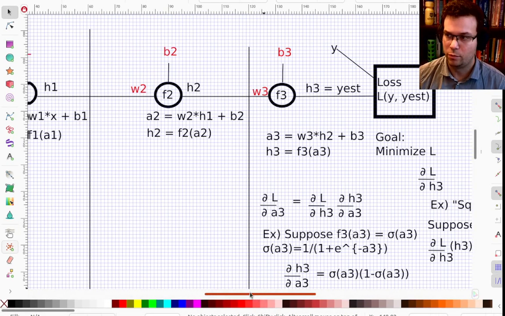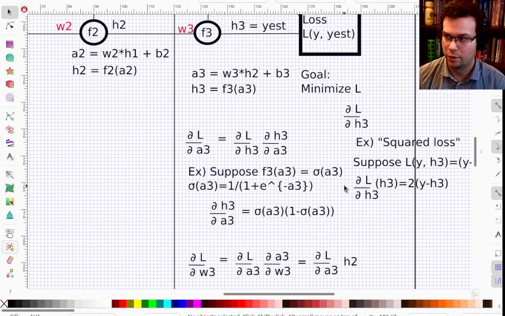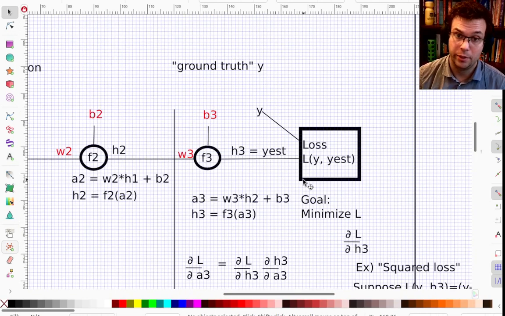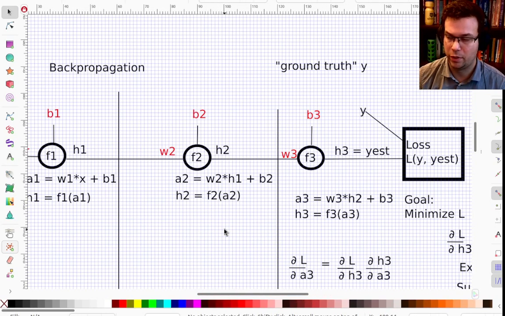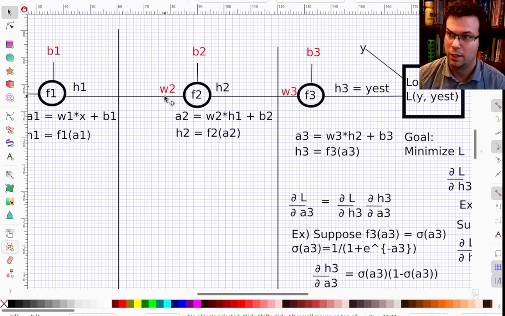Okay, so I took a moment to rearrange some things here and to cordon off what we've already done. We now know the derivative of the loss with respect to B3 and W3. That's great. Let's go a little bit deeper into the network now and try to figure out the derivative of the loss with respect to the second weight and the second bias. We're going to have to work from the outside in again.